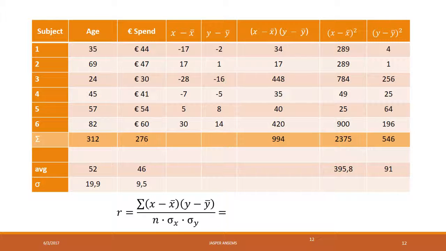So now we go back to the formula again, as shown below the table. First of all, we take x minus the average of x times y minus the average of y, which is 994, and we divide that by the number of subjects, which is 6, times the standard deviation of age times the standard deviation of euros spent. That is 0.8763, which means there's a fairly big relationship between the age and the euros spent. So when the age goes up, almost every time the euros will go up.